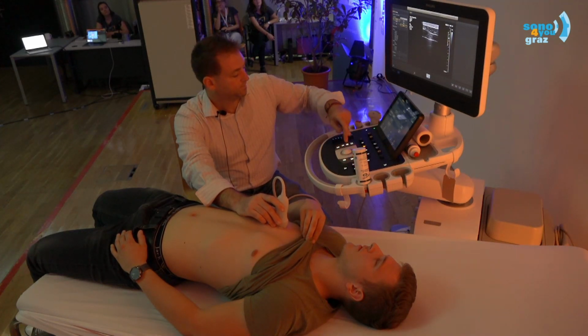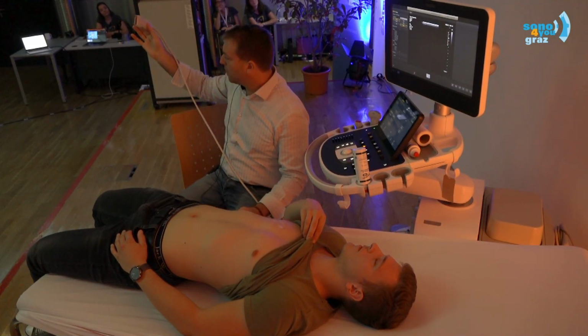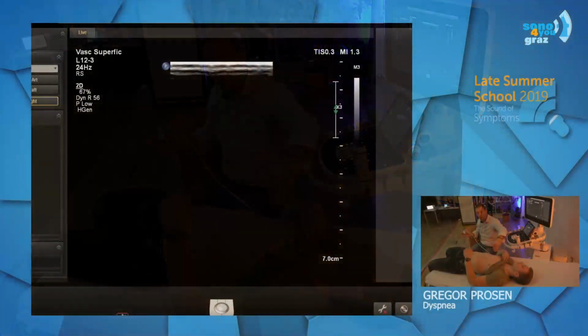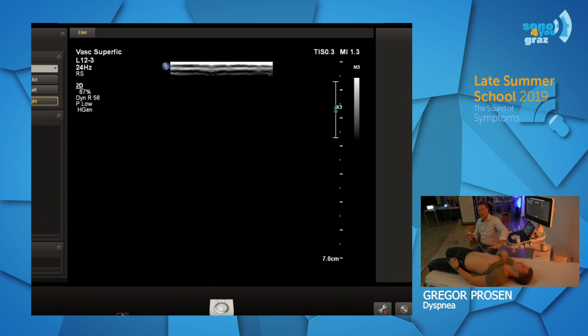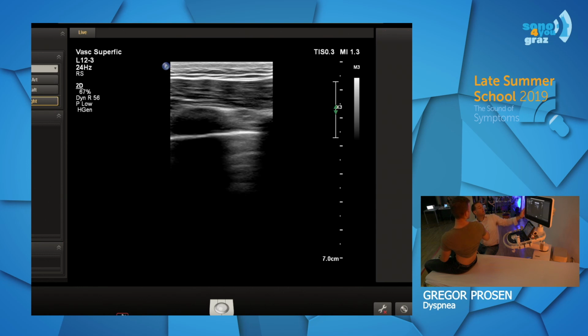Now, I have put the linear probe longitudinal, which is actually transverse to his intercostal space. Agree? And we put the probe on. What do we see?